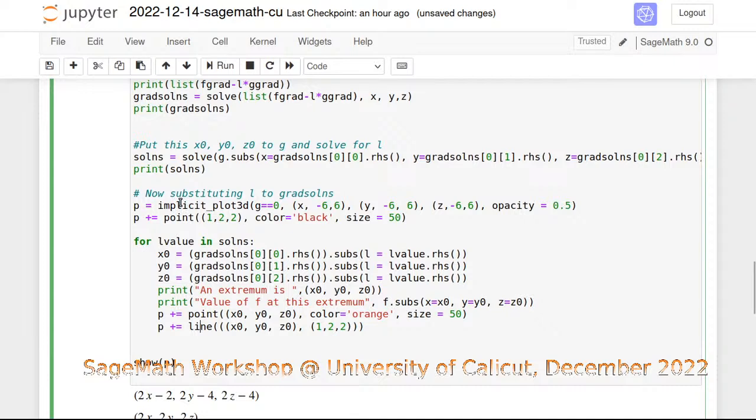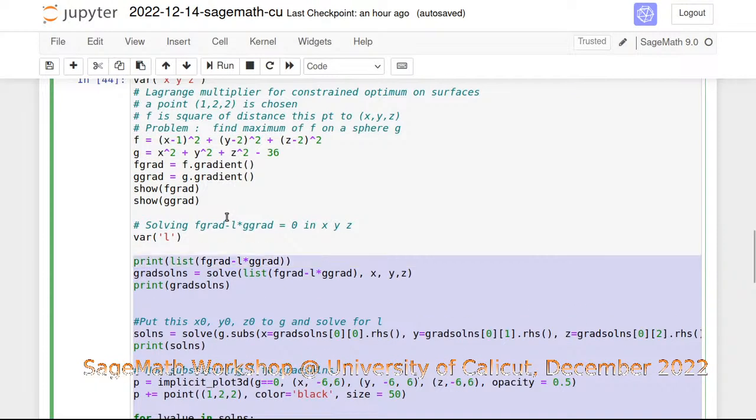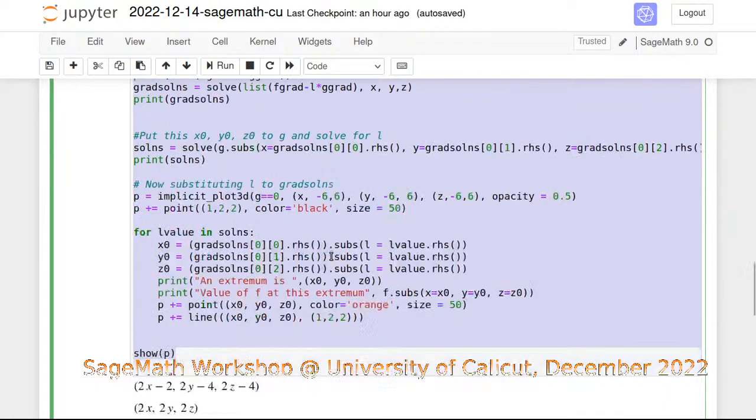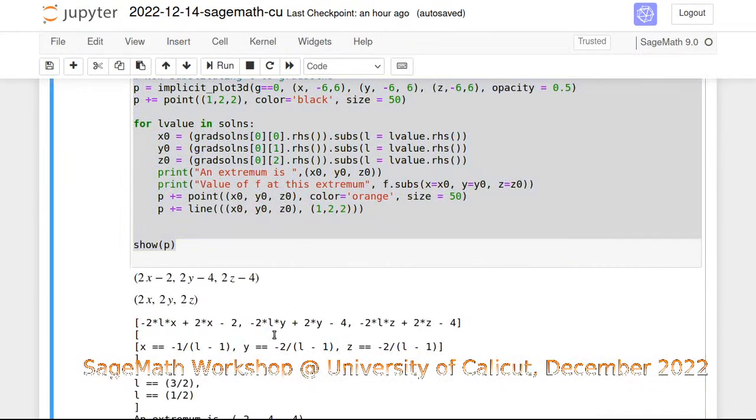So what I have done here is I plotted the sphere, added the point 1, 2, 2. After that, added one point which is an extremum point, and added a line also from that point to 1, 2, 2. That's it. It's a comparatively long problem. Let me update the entire Google document for this. Done.